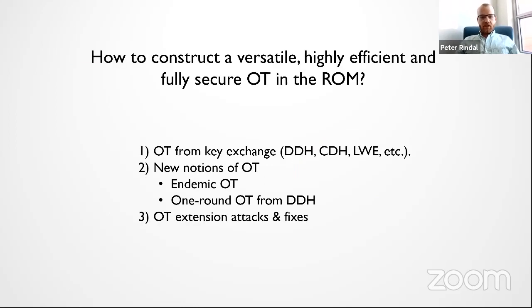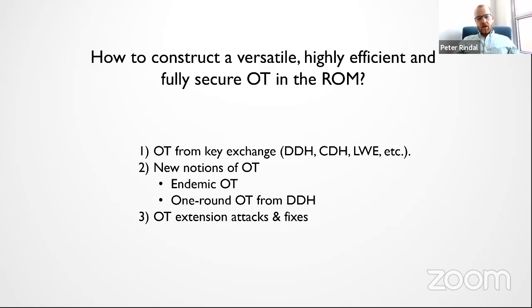In this talk, we asked the question of how we can construct versatile, highly efficient, and fully secure oblivious transfer, tailored for the random oracle model. Along this line of work, we introduced a new protocol, and it's flexible in that you can base it on many different assumptions. Examples are DDH, CDH, and interestingly, we easily get post-quantum security using an LWE based construction. All these are in the same framework and modularly designed.